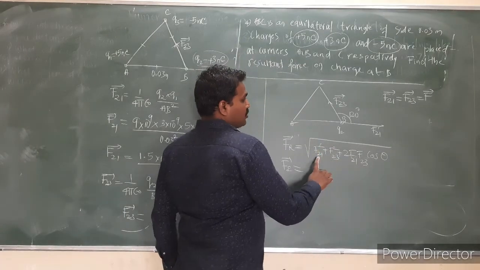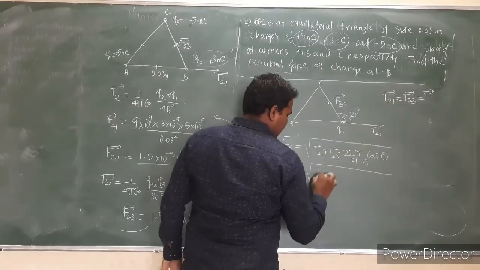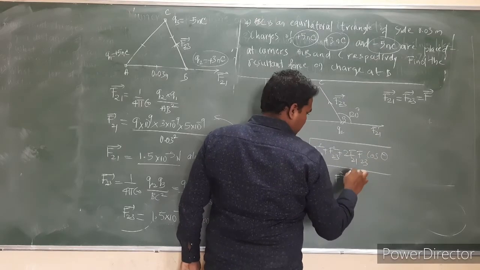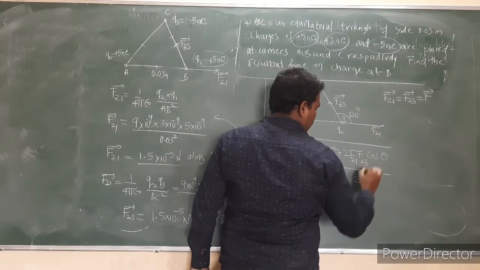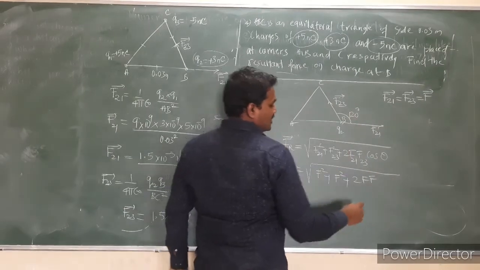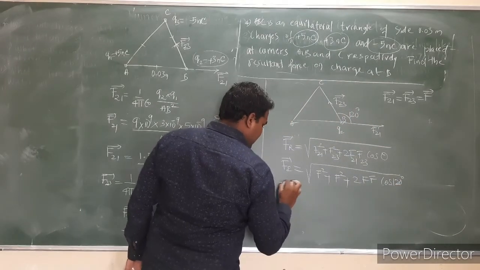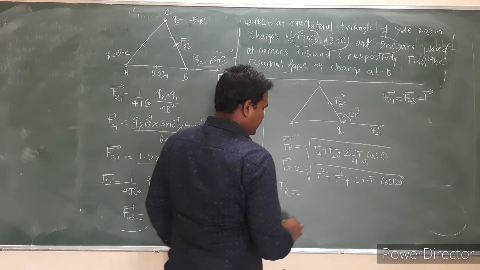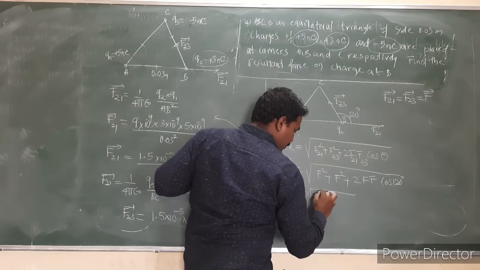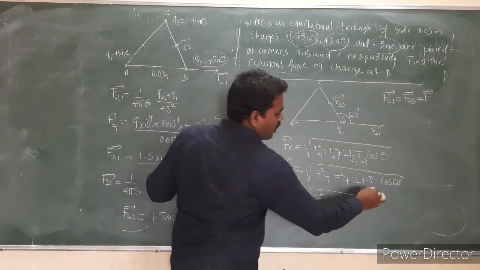So when I substitute F21 is equal to F, I get F square plus F23, which is also F square, plus 2 into F into F, since F21 is equal to F and F23 is also equal to F. And what is the angle between these two forces? That is 120 degrees, so I write cos of 120 degrees. When I simplify this, the magnitude of Fr is equal to the square root of 2F square plus F square, that is 2 times F square cos 120 degree.